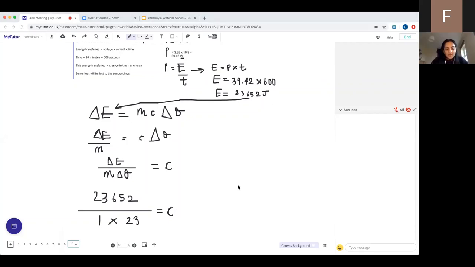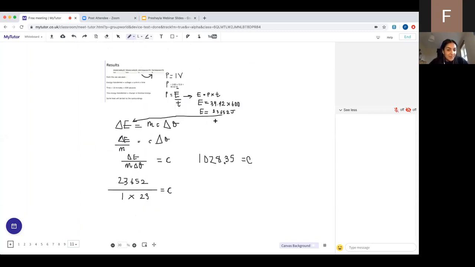Okay, so when we divide 23652 by 23, we get 1028.35. So really good, guys. We've got to the final answer using a lot of equations and a lot of math. This is probably the hard part of the required practical, is the maths involved with it. Equals C. Great. So we've come up with a value for specific heat capacity from our experiment.